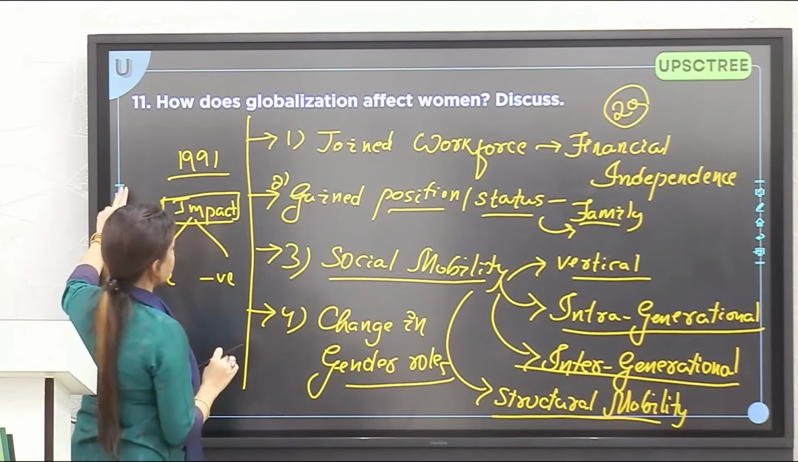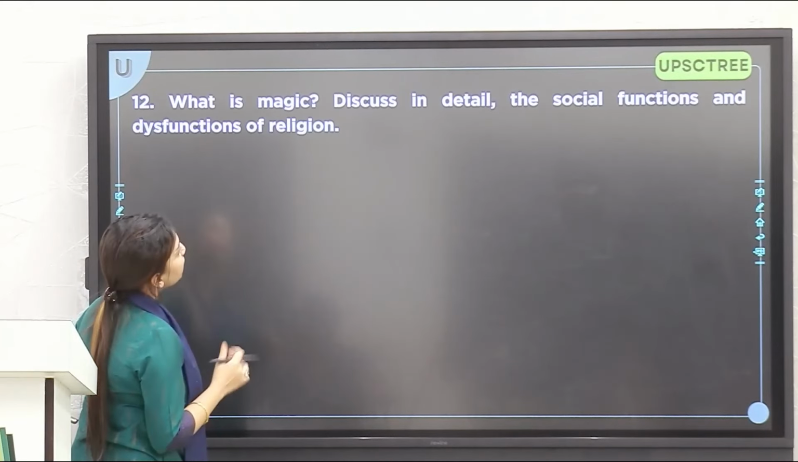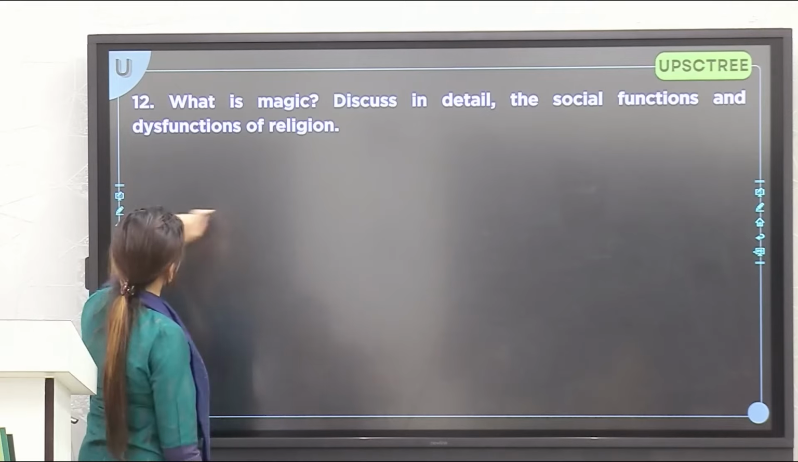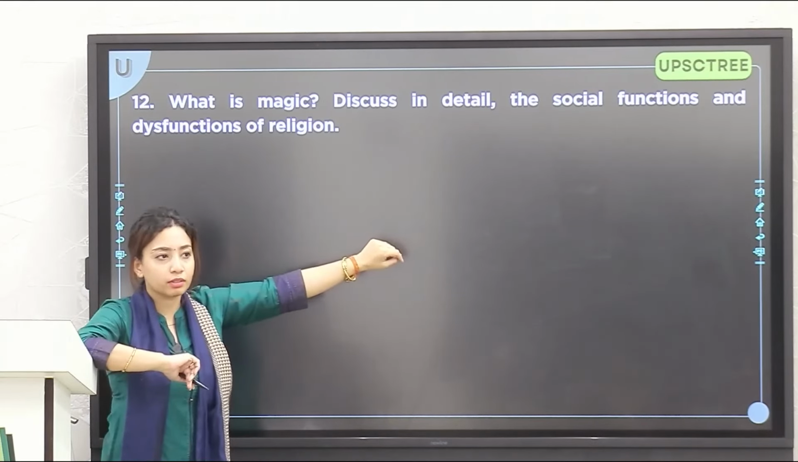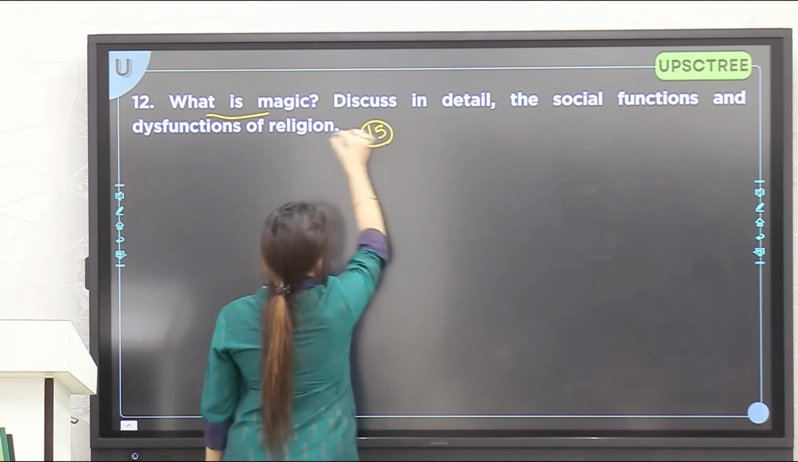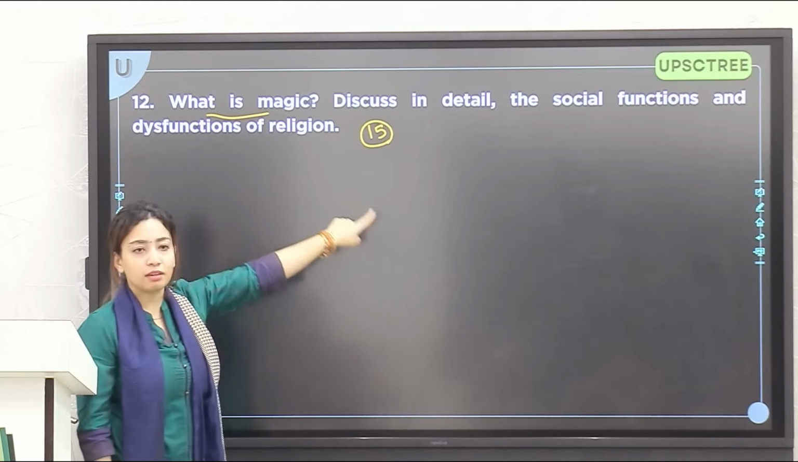The next. Done? What is magic? Discuss in detail the social function and dysfunction of religion. I think this question I have also given you. Functions and dysfunction of religion. Suppose, what is magic? This question is 15 marks. So for this, for example, you take 5 marks, and the rest, 10 marks, is for the other part.